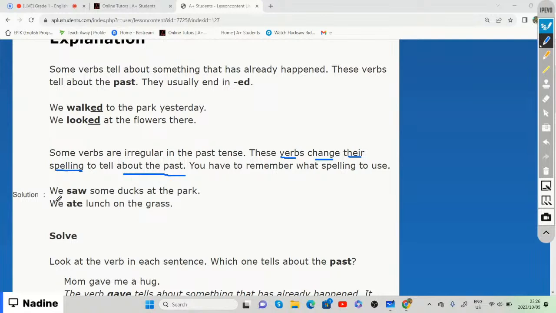For example, we saw some ducks at the park. Saw. The present tense for saw is see. So the word changes, the spelling changes to saw, and saw is in the past. See is now, which is the present.